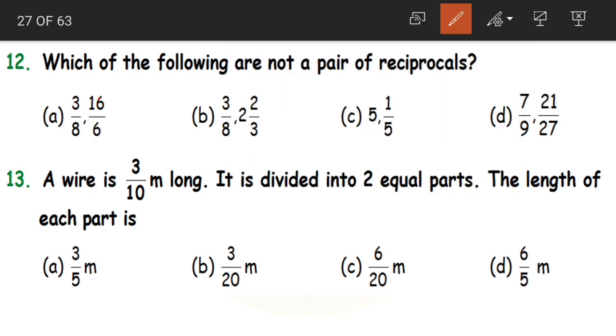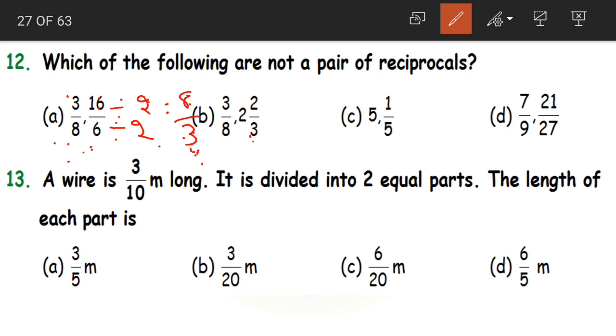Okay students, 16 by 6. Now try simplifying it. If I divide both the numerator and denominator with 2, what will I be left with? 16 divided by 2 is 8 and 6 divided by 2 is 3. What did I get? 8 by 3. Say 3 by 8, 8 by 3. Now are these two reciprocals? Yes, these are reciprocals. So this will not be our answer.